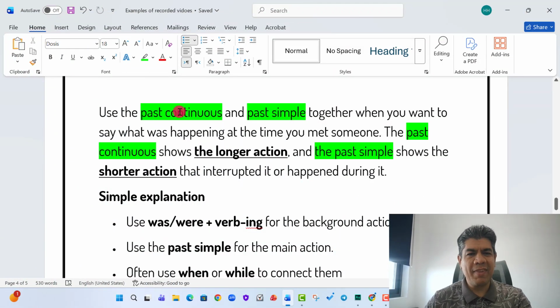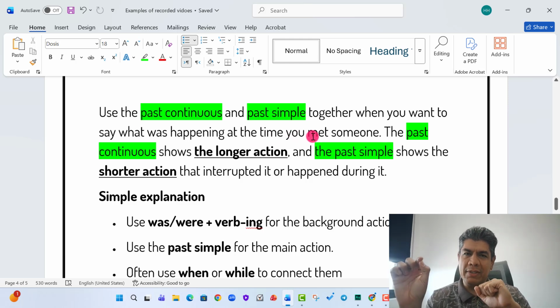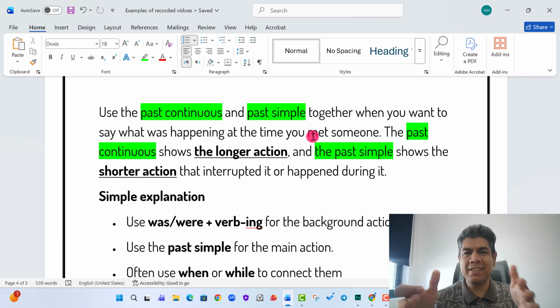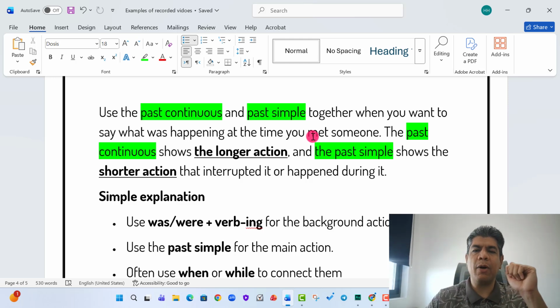Take a look. Use the past continuous and past simple together when you want to say what was happening at the time you met somebody. So when the question is about someone and the tense is about the past, these two tenses can simply help you. But how? Let's check how.